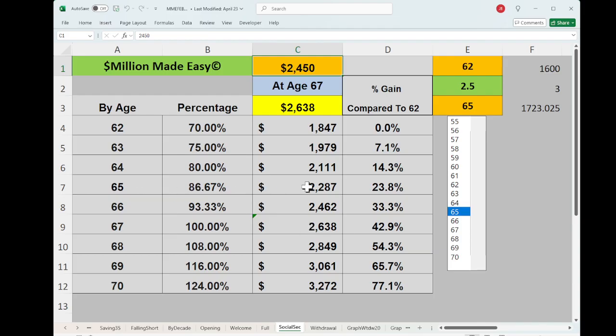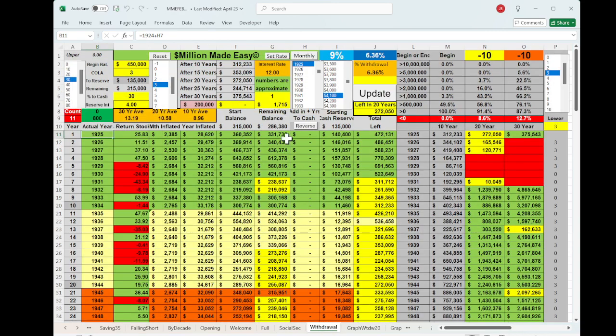But again, he wants to go to age 65. So we're going to change this to 2287 right here. And he's going to get that in the fourth year because he's got 62, 63, and 64. So the 4100 is going to have to come out of his nest egg those first 3 years. Then the Social Security is going to kick in. Let's go and update that and see if that helps or hurts.